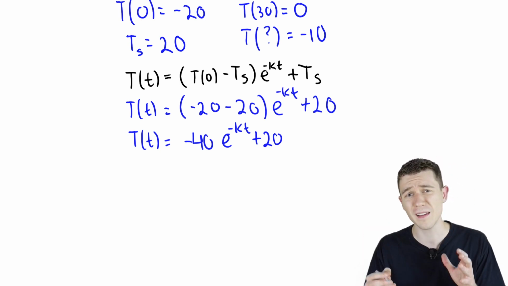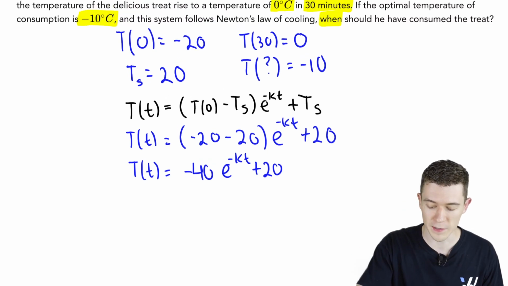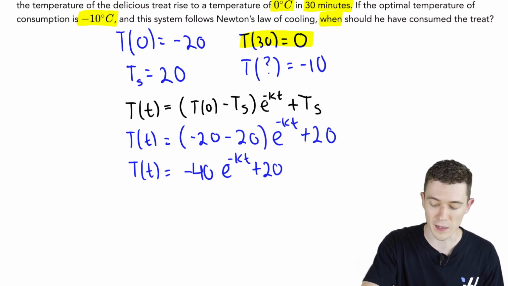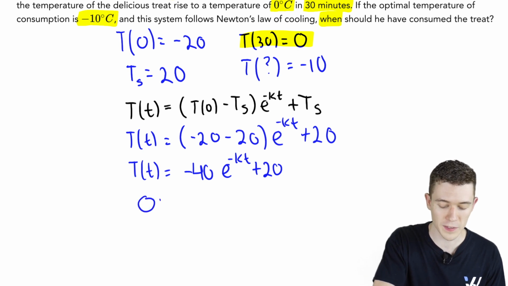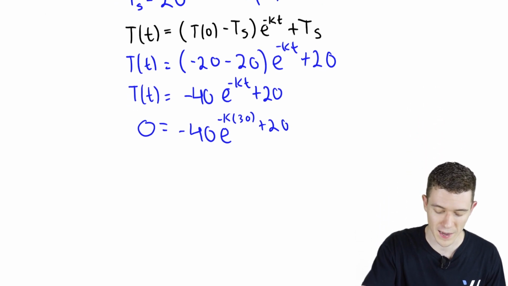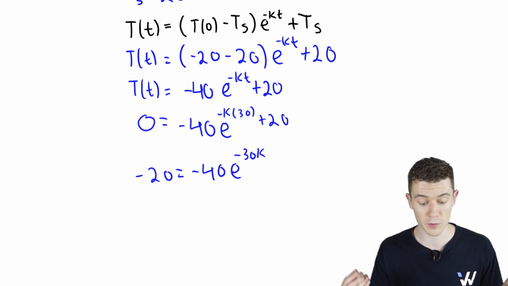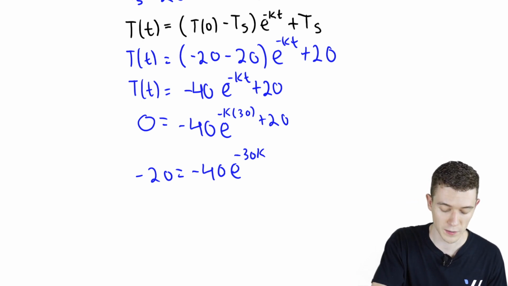And if we knew k, that would be great because then we'd be able to tell the temperature for any time we want. Let's use that last piece of information. T of 30 equals 0. This means we get an output of 0 if we plug in 30 for t. So this would be e to the minus k times 30, plus 20. This lets us solve for k. Let's do just that. Subtract 20 from both sides. Minus 20 is minus 40, e to the minus 30k. We can divide both sides by minus 40. 20 divided by 40, this will be a half. Those negatives will cancel out. A half equals e to the minus 30k.